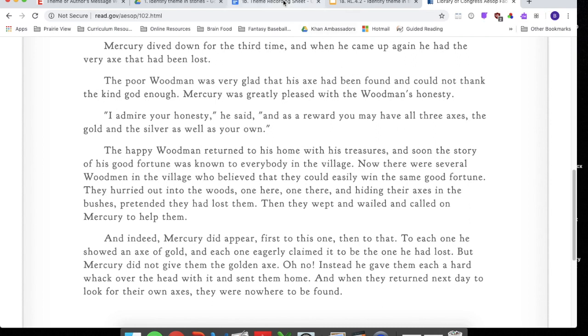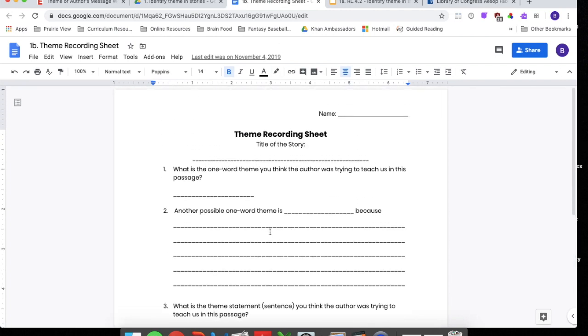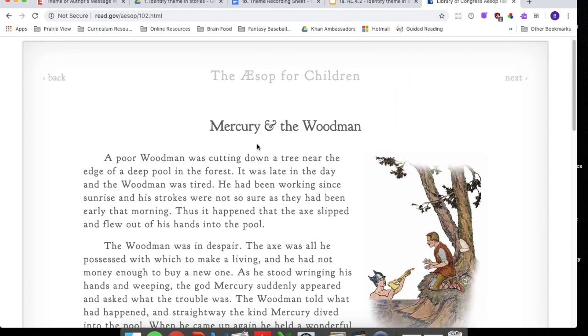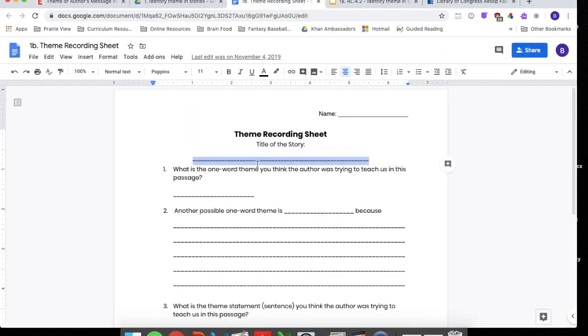Great story there. All right. So we take a look at this here. Our title of the story, we can look back here up at the top, and it says Mercury and the Woodman. So we'll type that in here. Mercury and the Woodman.